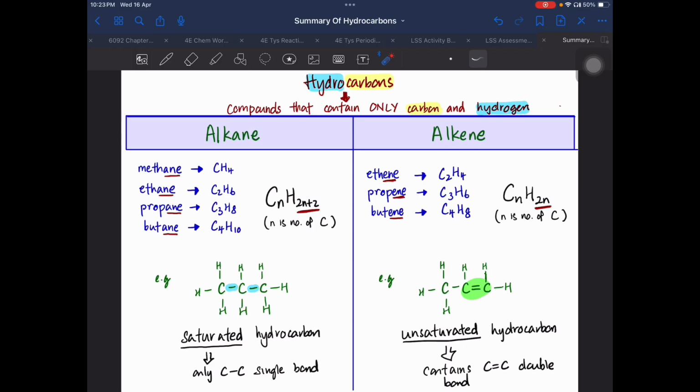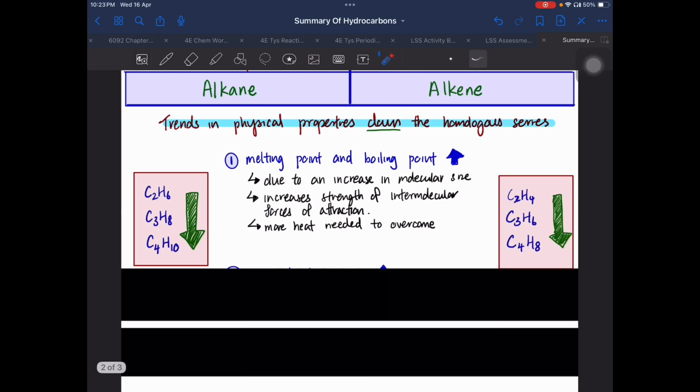So remember students, first start by recognizing whether it's alkane or alkene. Now once you have figured out whether it's alkane or alkene, let's move on to the second page over here, whereby in the notes, you actually taught about this thing called trends in physical properties. Trends in physical properties refers to what if we were to move down the family of alkane and alkene.